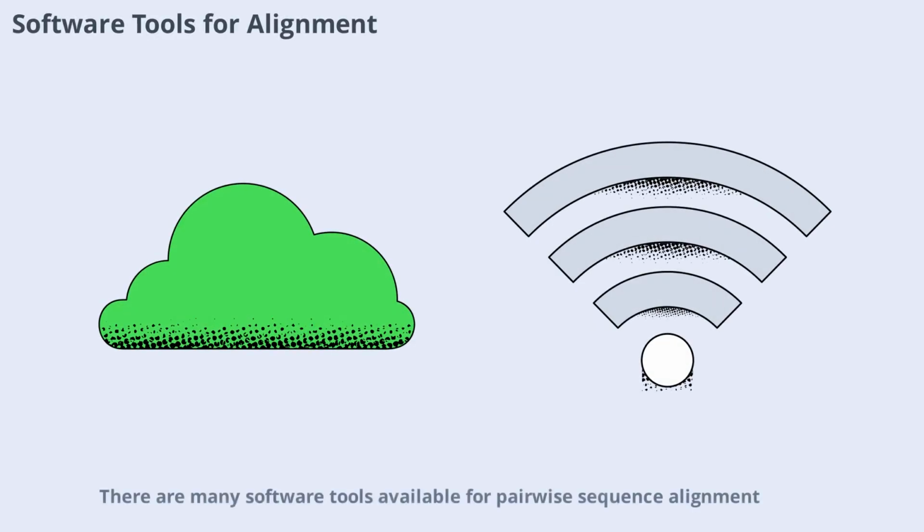There are many software tools available for pairwise sequence alignment. Popular options include BLAST, EMBOSS, and Clustal Omega. Each tool has its strengths, from speed to accuracy, and is suited to different types of analyses. Choosing the right tool depends on your specific research needs and the size of your datasets.